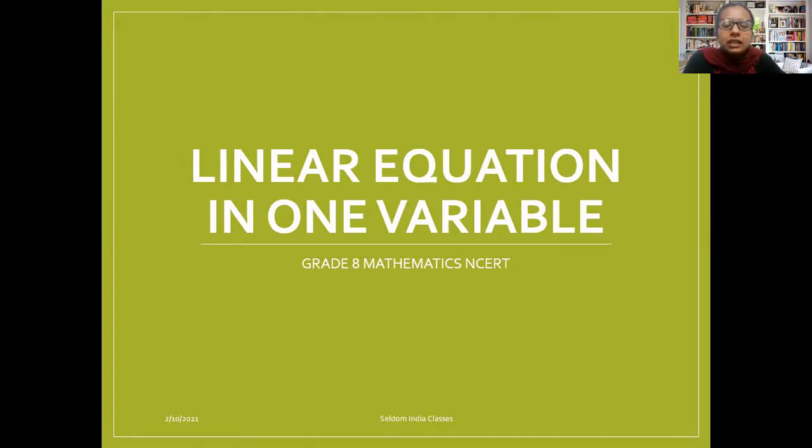Today we are starting grade 8 mathematics. Linear equation in one variable is the chapter that we are going to discuss today. We are using the NCERT book here. So let's get started.